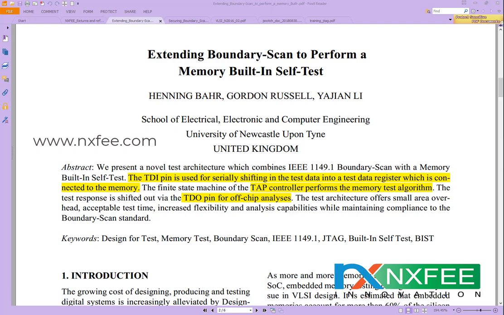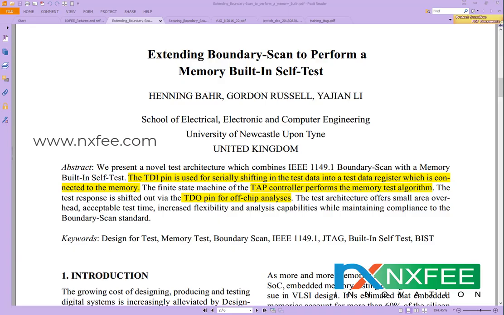However, conventional MBIST adds extra hardware, increases the silicon area, and reduces design flexibility once the chip is manufactured. At the same time, almost every SoC already includes a JTAG, which means the IEEE 1149 standard boundary scan machinery for testing and debugging at the chip and board level.